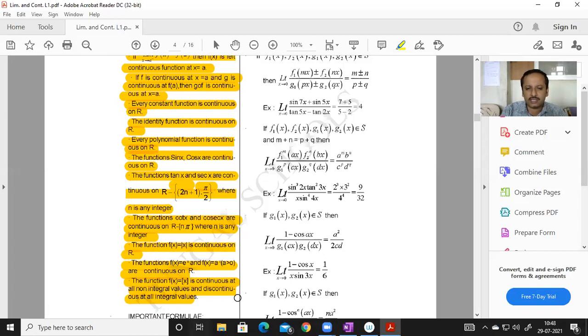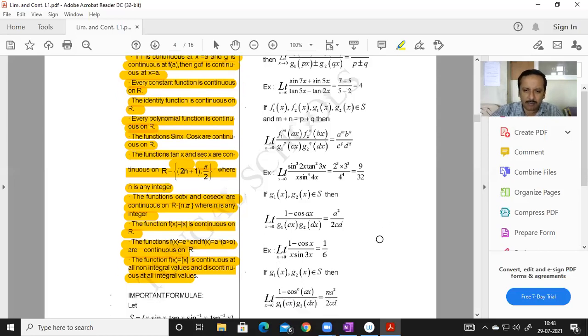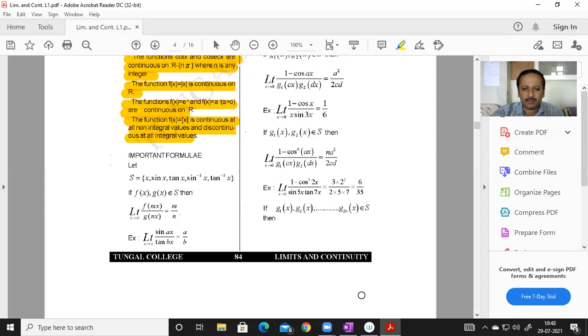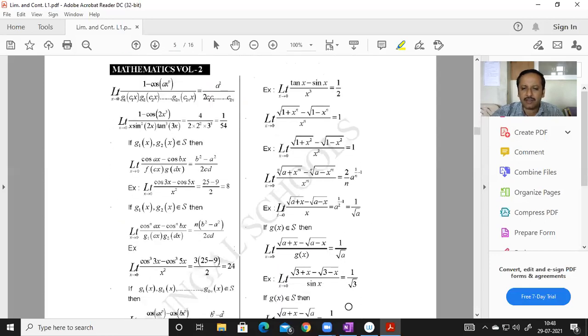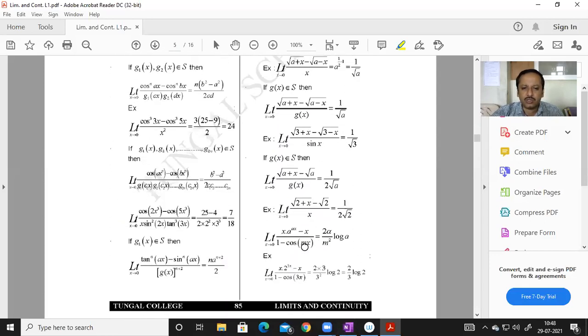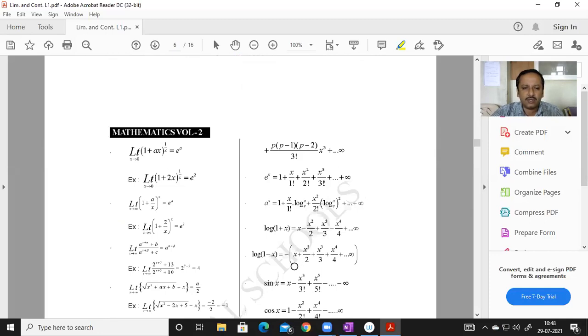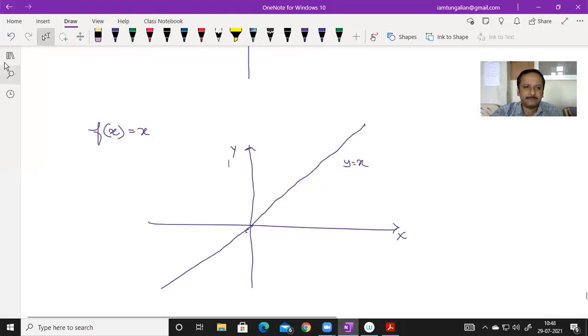Okay. So some more shortcuts, quite a few shortcuts are given, but I don't advise you to remember all of them, because remembering all of these formulae is not that easy. Whatever I have told you so far, that much you remember, it's enough. The rest of the things are not that essential. So now let's discuss the problems.